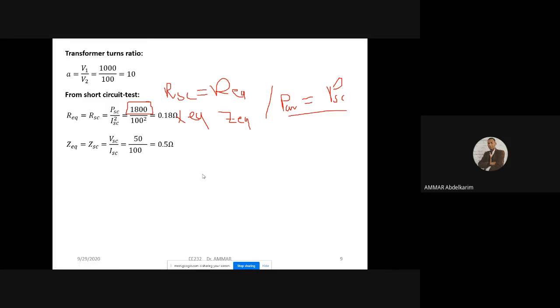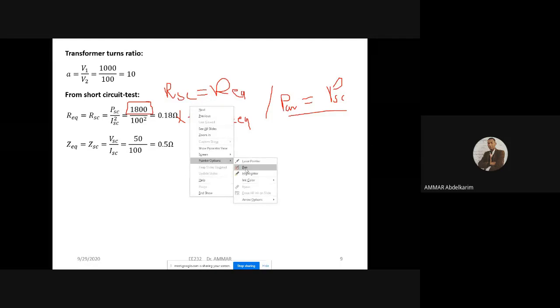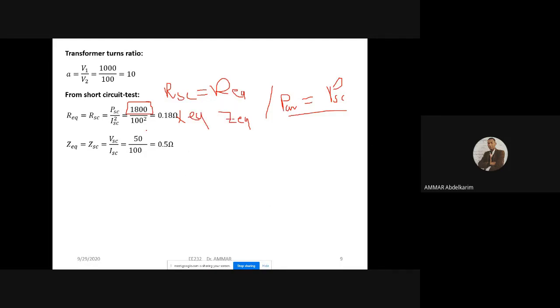Now Z equivalent, which is equal to the short circuit impedance, equals V short circuit over I short circuit. So always in the short circuit test, the voltage is reduced. Here we are in the high voltage side, so the voltage is too low compared to 1000, which is the rated voltage. Here we are looking for the rated current, not the rated voltage. So the voltage always is reduced in the short circuit test. So Z equivalent equals 50 over 100, and this equals 0.5.